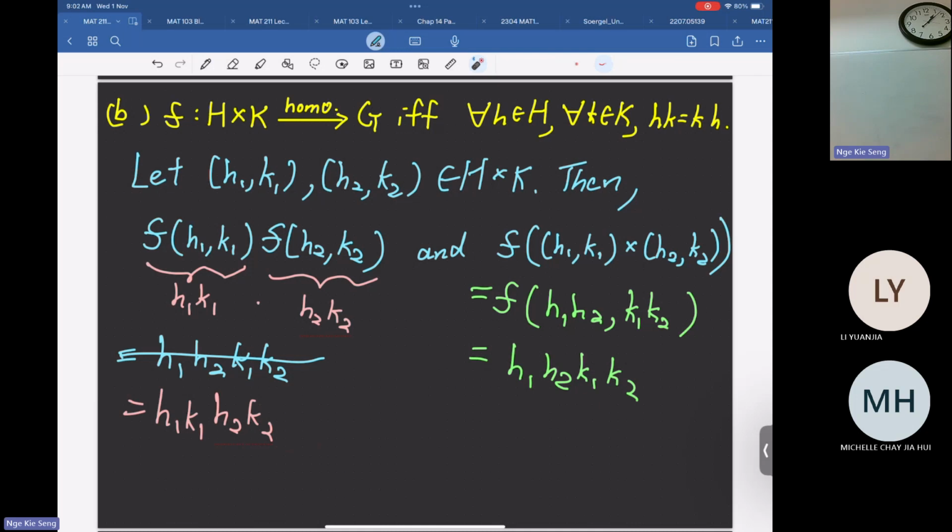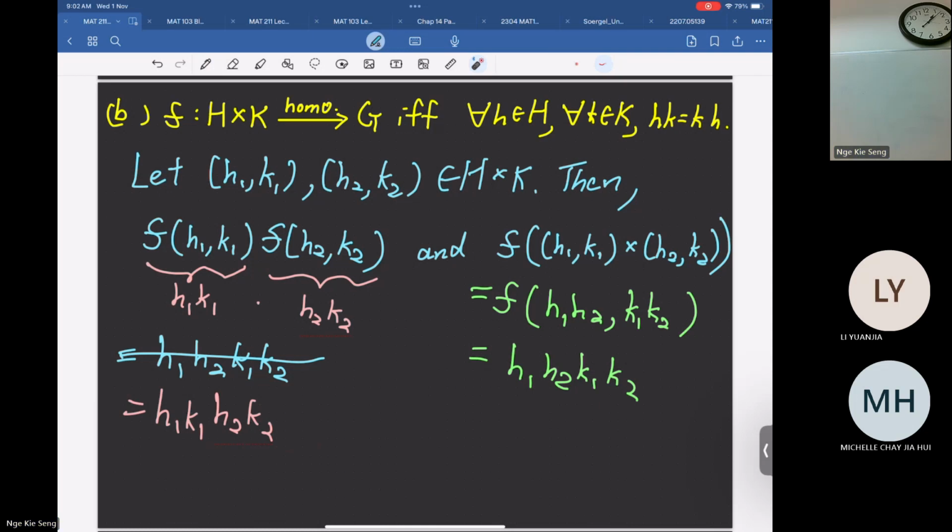What's the difference between these two? We want to equate these two, right? If this is a homomorphism, these two have to be equal. So what's the difference between the last expression? Yeah, so the two elements in the middle swap. So you want to make sure the two of them are the same. Meaning what? K1H2 is equal to H2K1.